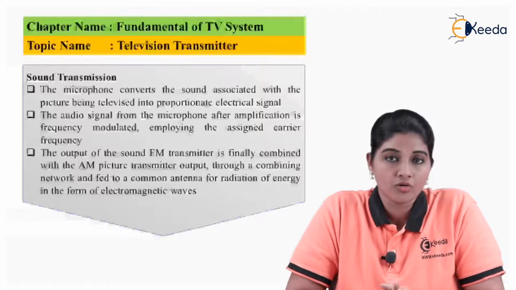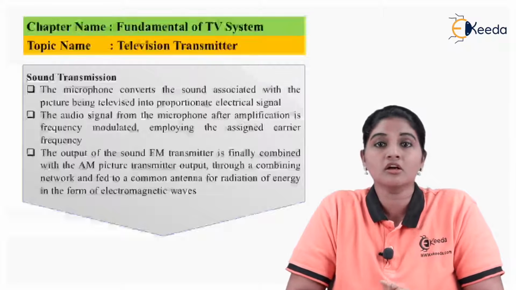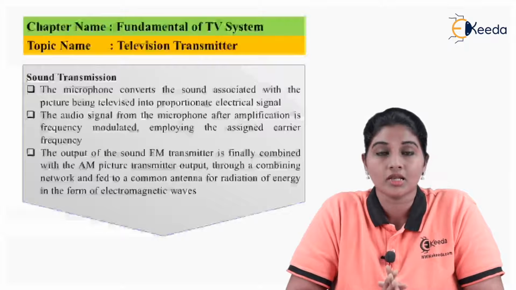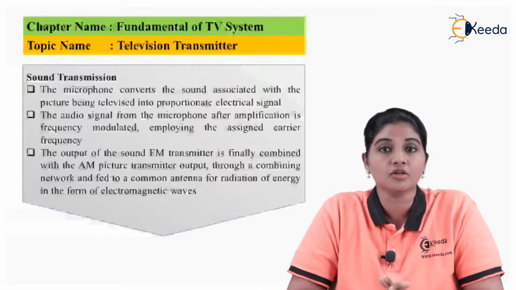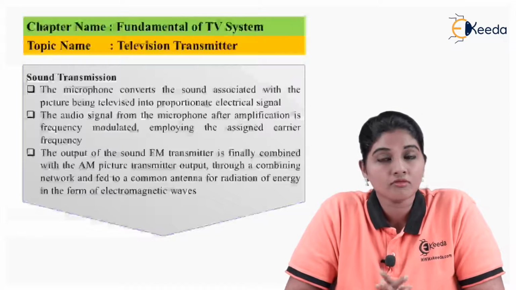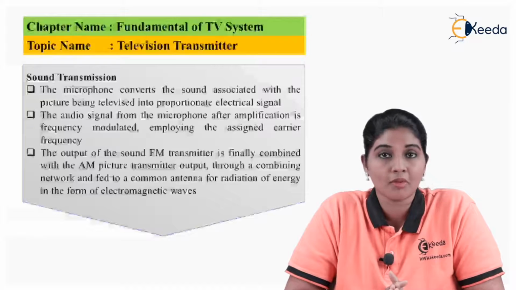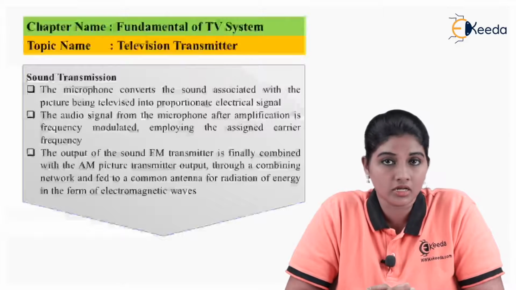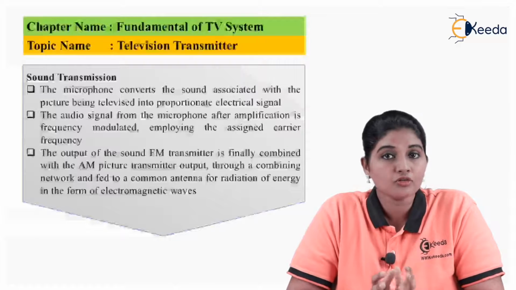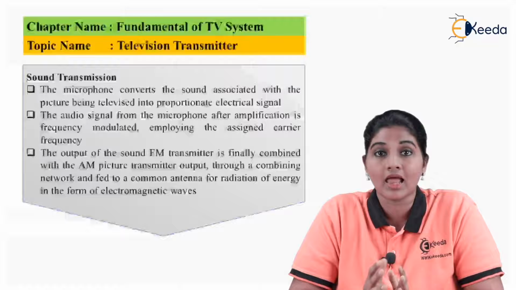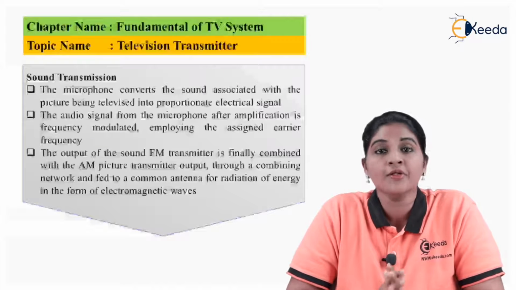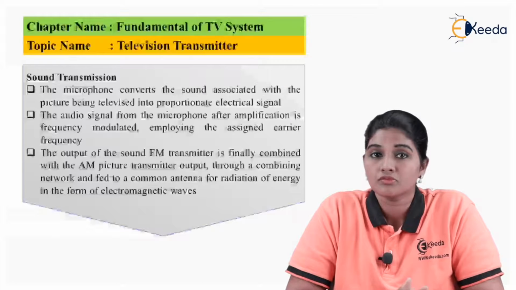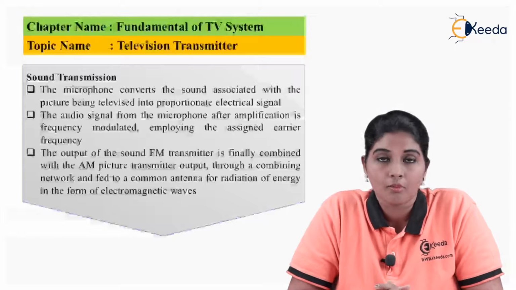Now let's see how sound transmission takes place. Sound is basically a non-electrical quantity, and therefore it is necessary to convert it into an electrical quantity so that we can transmit it over a distance. So for conversion purposes, we use a microphone. The microphone basically acts as a transducer which converts sound energy into an electrical signal. Now, as the sound is frequency modulated, the frequency of that electrical signal varies in accordance with the sound signal which is applied at the input to the microphone.